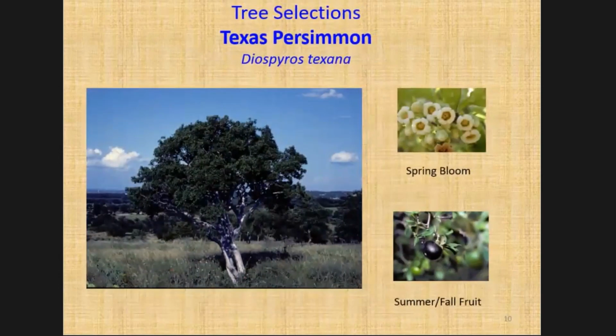Okay, here is the Texas persimmon. This is a deciduous tree. It grows very slowly, and it's usually about 10 to 15 feet tall. It's pretty endemic in the Texas Hill Country, and probably every one of you has one of these in your yard. If you don't, just look closely. They pop up everywhere.